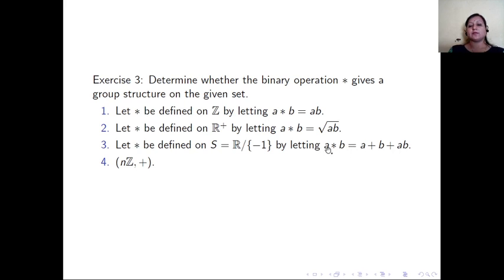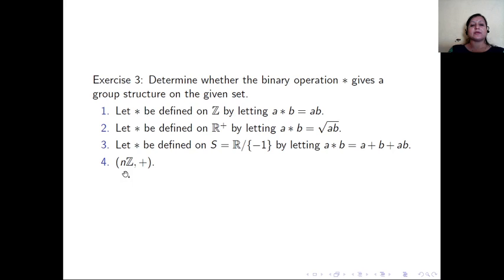So for that, first of all you have to show it is binary operation. So while showing that it is a binary operation, you are going to take a and b from this S. So a is not equal to minus 1, also b is not equal to minus 1. Then you have to show that a star b is also not equal to minus 1. Then only it is going to satisfy the closure property. And then next properties also you have to verify.